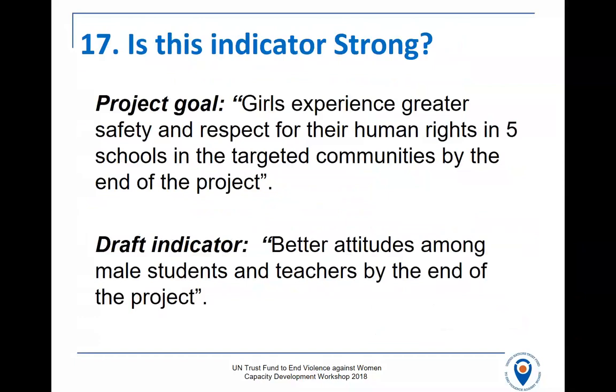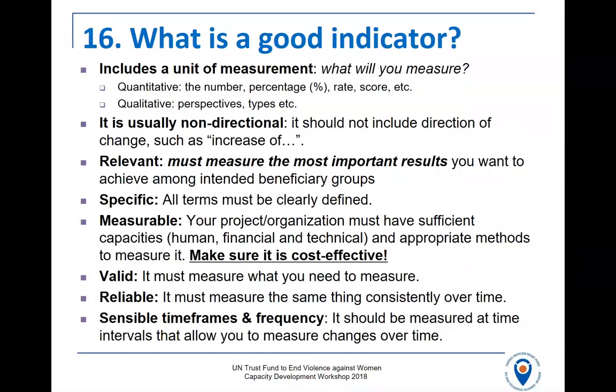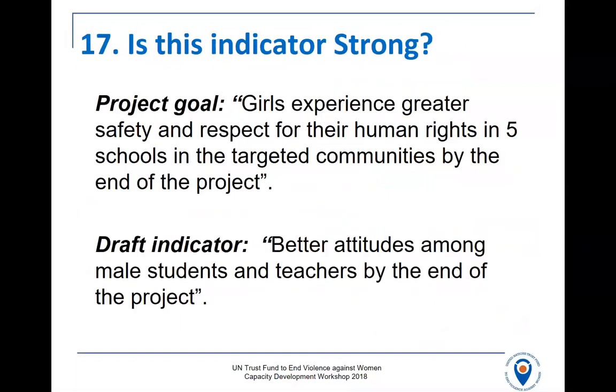On this page, you'll see that there's a project goal. Girls experience greater safety and respect for their human rights in 5 schools in the targeted communities by the end of the project. That's the result. So they want to achieve greater safety and respect for girls in 5 schools. Someone has drafted an indicator, and it reads, better attitudes among male students and teachers by the end of the project. Now, bearing in mind the tips that I just mentioned, is this a good indicator?